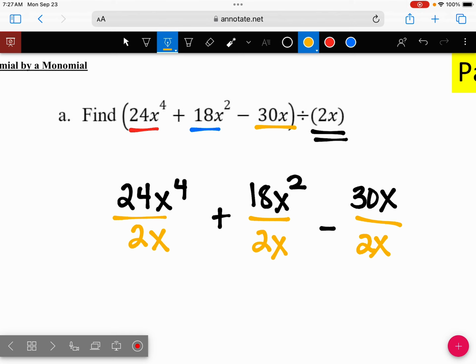So the exponent on x in our denominator is an invisible 1. So you're taking the 24 divided by 2, but you're subtracting the 4 minus 1. So 24 divided by 2 is 12. And then how many x's do we have? So we've got 4 minus 1. Whenever you're dividing, you subtract. 4 minus 1, which would be what? x to the 3rd. Bring down the plus sign.